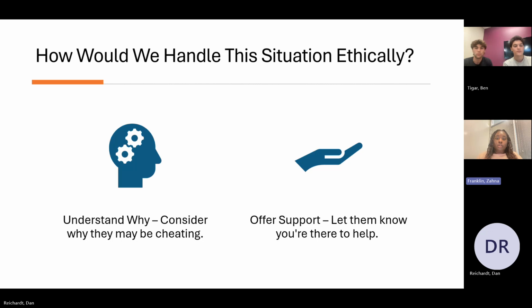So, for how we would handle the situation of academic dishonesty, we would try to understand why the student is going through a stressful time, maybe a loved one has passed. So, just consider why they may be cheating and communicate that with their professor. We'd also offer support, let them know that we're there to help as well.